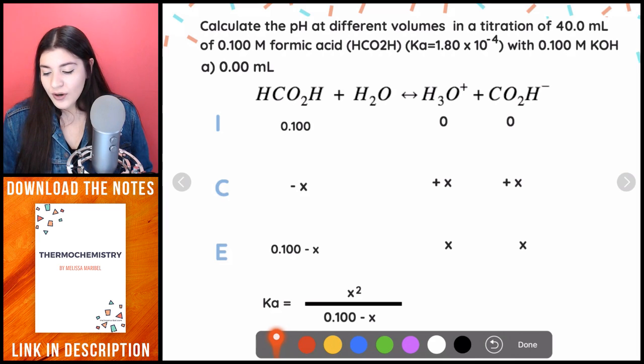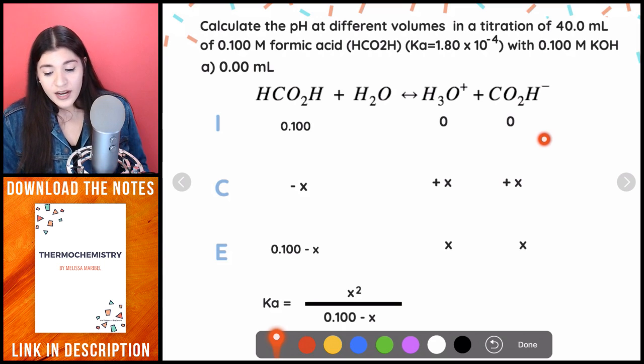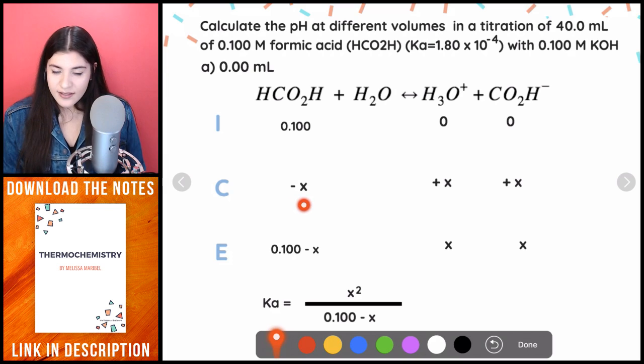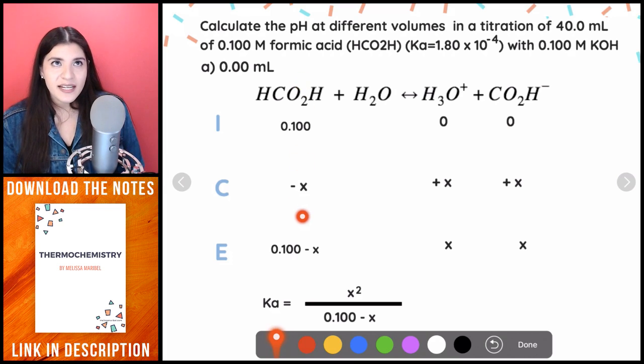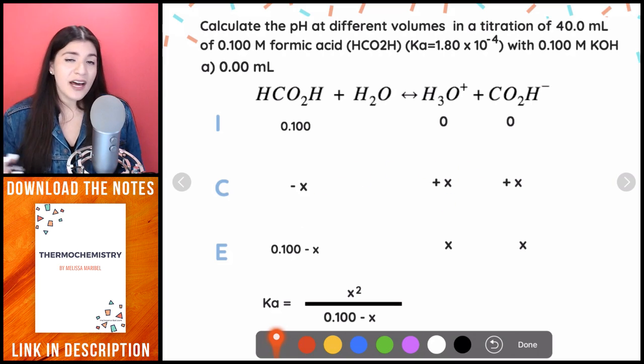Now we don't know what our acid concentration is initially because we haven't produced it yet, right? We just know our reactants, and we don't know what our conjugate base is either. That's just going to be 0. The next thing for an ICE table is called the change. So our change is going to be minus X. It's always going to be minus on the reactant side since we're using that up, and it's always going to be positive on our product side since we're producing that. So this would be a minus X, plus X, and plus X.